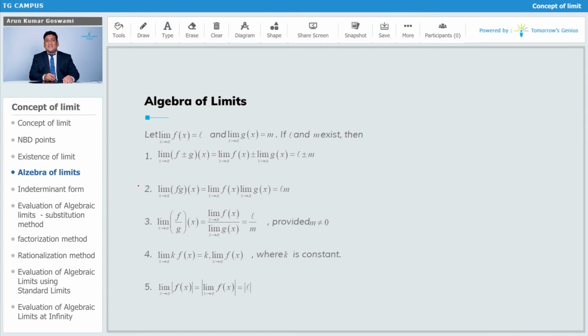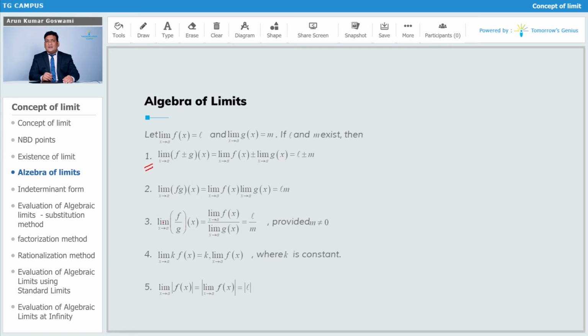As you can see, the first one I have mentioned here is 5 properties, or 5 algebra of limits. The first is limit x tends to a of f plus minus g, where I have taken addition and subtraction both in one case. If the function is given in such a way that I can separate or segregate it, then limit x tends to a of f of x plus minus limit x tends to a of g of x is equal to L plus minus m. The separate limit I have taken for them.